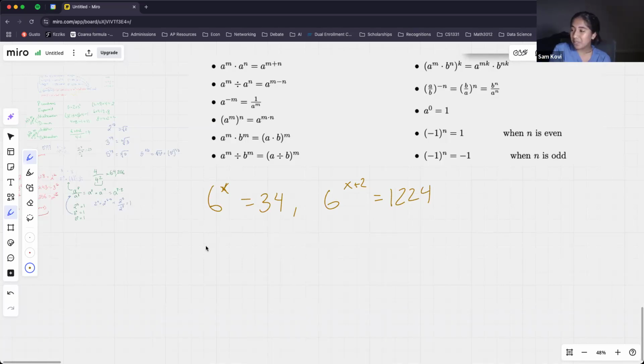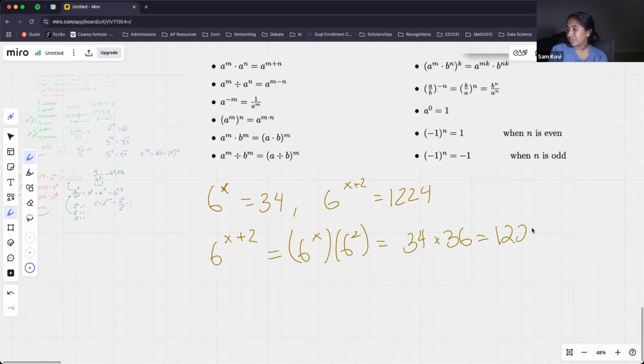And using our exponent rules, we can say that 6 to the power of x plus 2 is 6 to the power of x times 6 squared. And don't we know each of these values? We know 6 to the power of x is 34, and we know 6 squared is 36. So if we multiply this together, we can use difference of two squares to get 1,224.